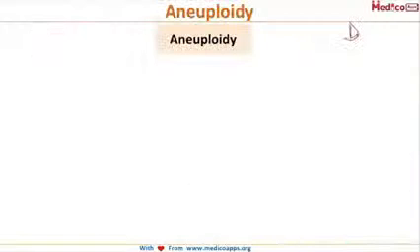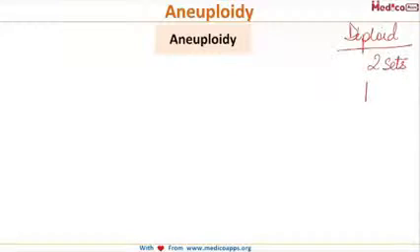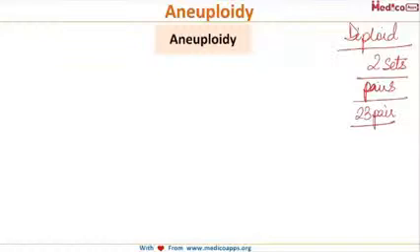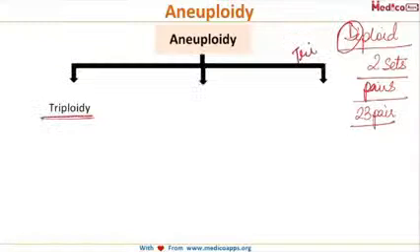So to understand this, you need to remember that we as human beings are diploid structures. When I say this, what do I mean? I mean that we have all the chromosomes in 2 sets, or all the chromosomes are in pairs. And we have 22 pairs of autosomes and 1 pair of sex chromosomes, that is a total of 23 pairs of chromosomes. Now, instead of 2 sets of chromosomes, if we have 3 sets of chromosomes, then instead of diploidy, it will be called triploidy. So this is the first type of aneuploidy, triploidy.